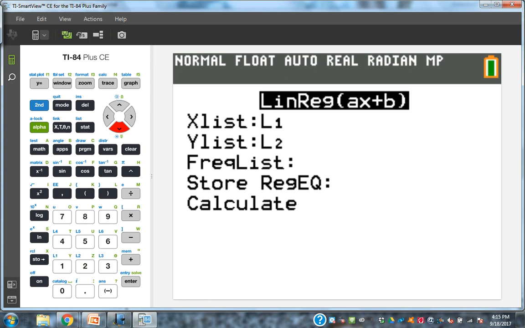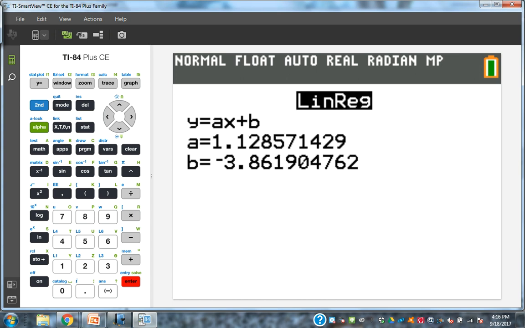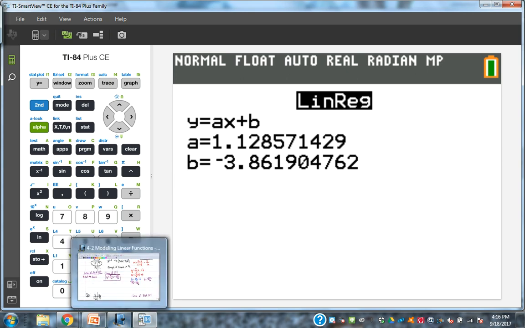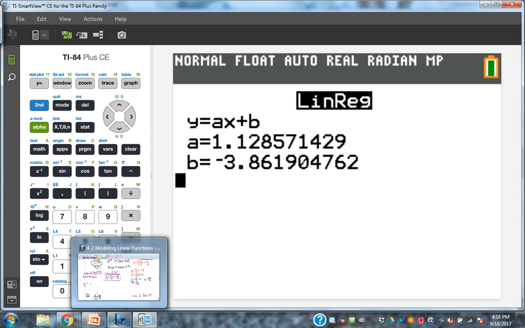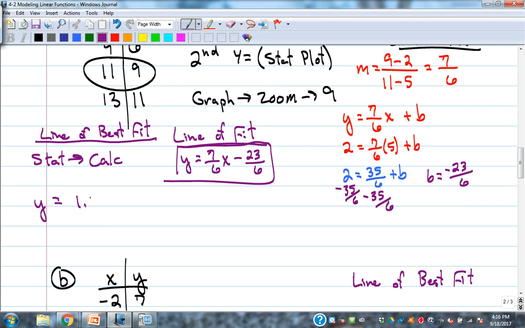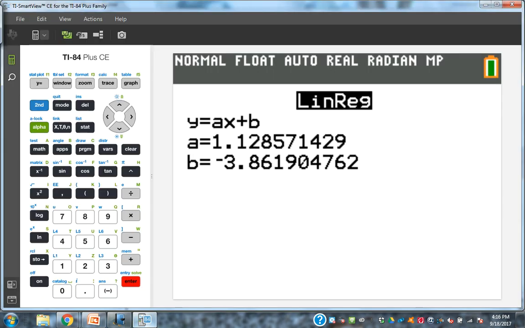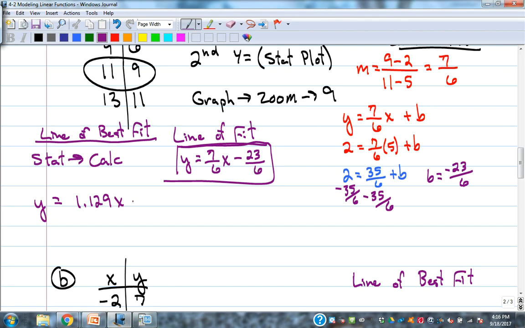With the 84, everything should be defaulted to that, and you just arrow down to Calculate and hit enter, and it spits out our equation saying that A is 1.1285, blah, all those numbers. B is -3 point stuff there, okay? And we're going to round to 3 decimal places. Looks like a good place to go. So it would be y equals 1.129 is the slope. The y-intercept is -3.862.